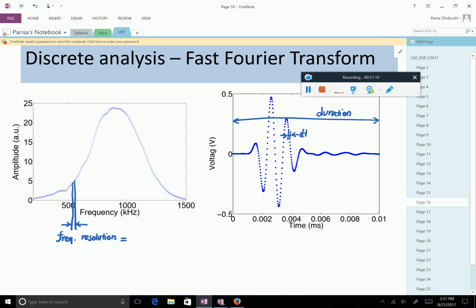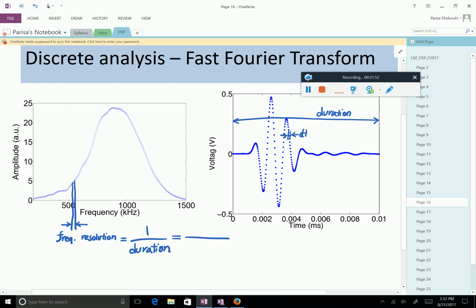Now, it turns out that it's not quite like that, but we talk about it. The frequency resolution is 1 over duration. Again, remember, in any digital signal, we have two time scales. It goes from the duration, the maximum, down to the sampling interval. So the frequencies are 1 over that. The largest would be 1 over the smallest. The smallest is 1 over the largest. That's how you could remember it.